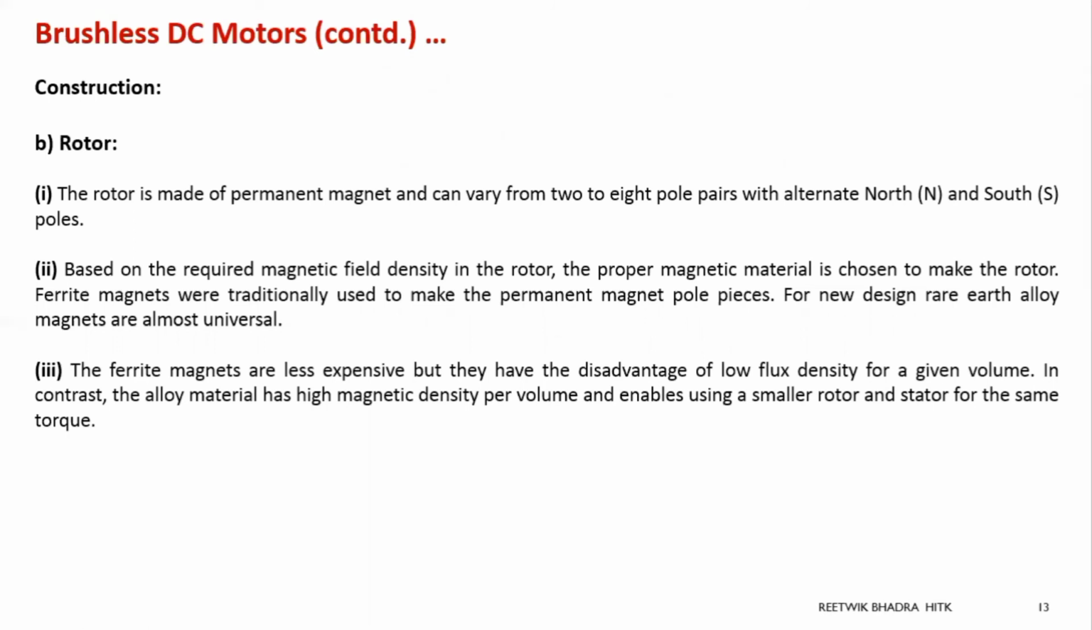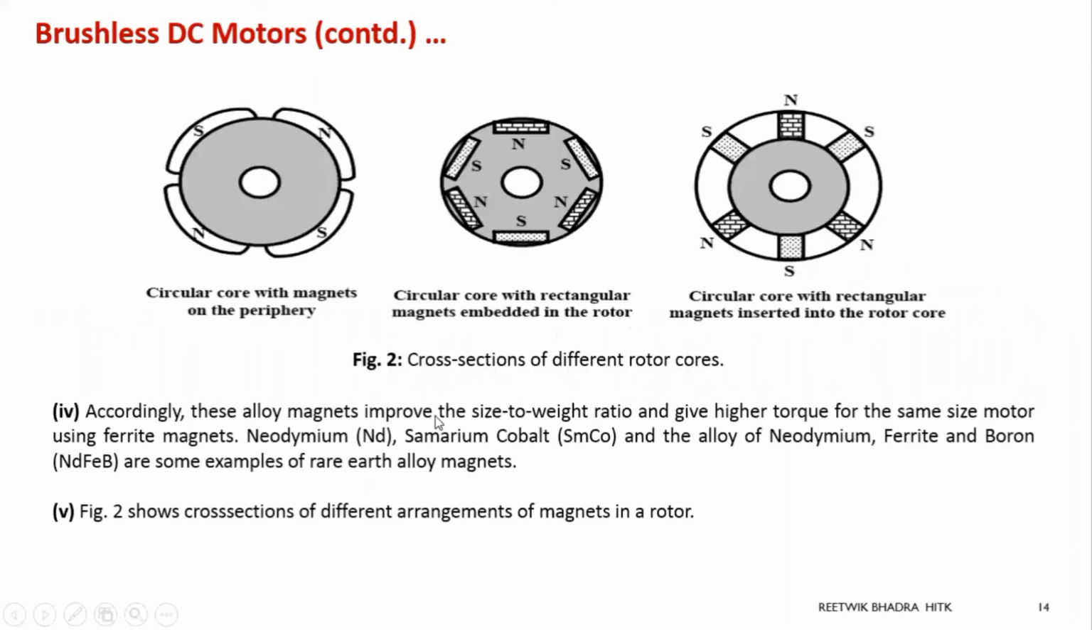So what we need to do is use rare earth alloy magnets, because ferrite magnets are less expensive, but the flux density produced by them is very low. Flux per unit area is very low. So instead of using ferrite magnets, which can also be used, we can use alloy material, which has higher flux density per volume.